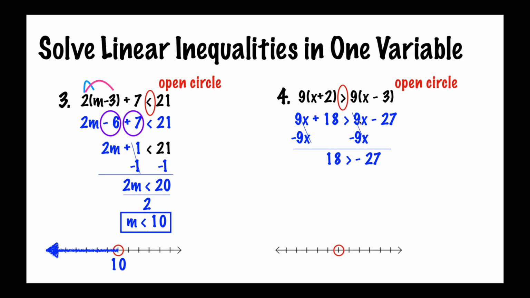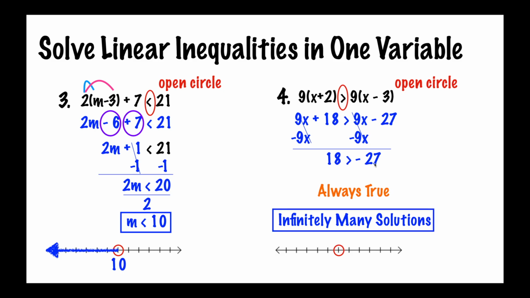Now you're going to use the same process we did before to determine if it's going to be everything that works or nothing that works. If this is a true statement, then every value for x will make this a true statement. So since this is true, we are going to have infinitely many solutions. And the way that we would graph this is that we really don't need that critical value anymore. We're just going to go ahead and graph all the way across the number line. If it was no solution, you wouldn't be able to graph anything at all.